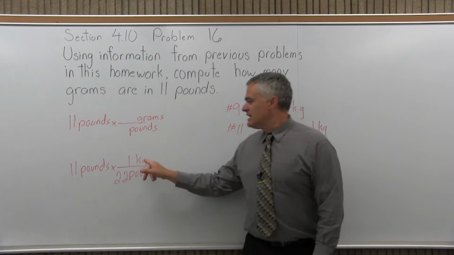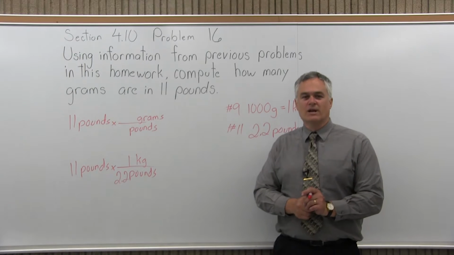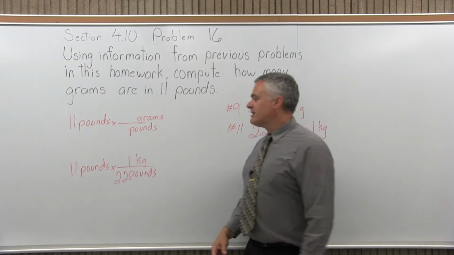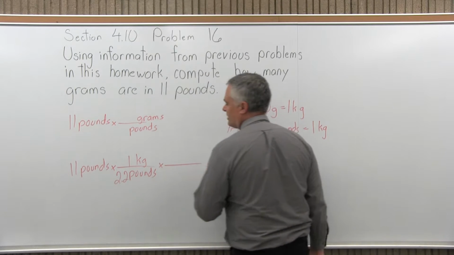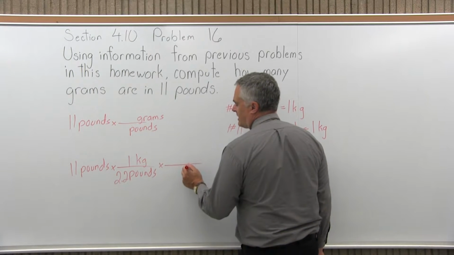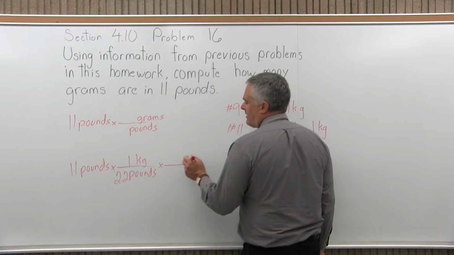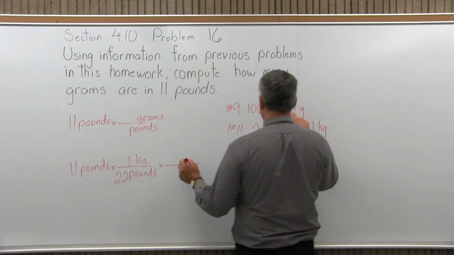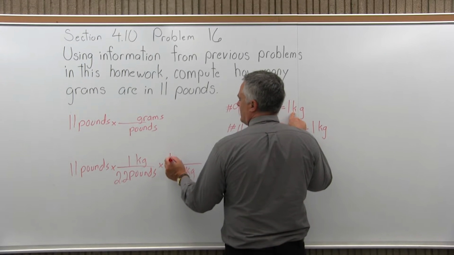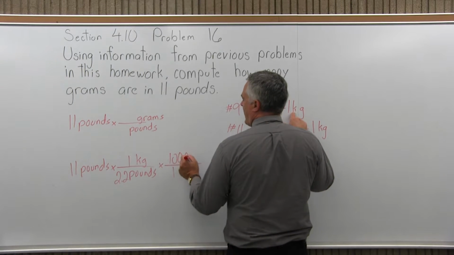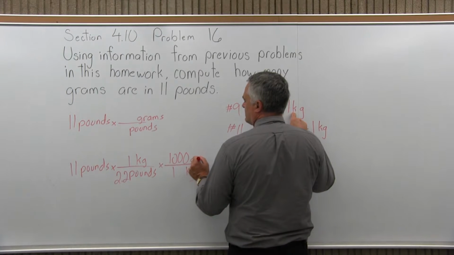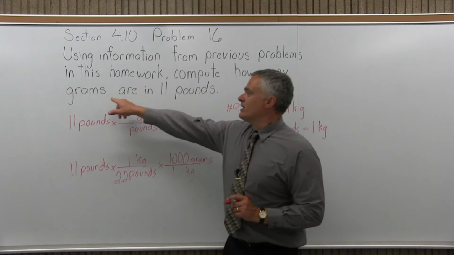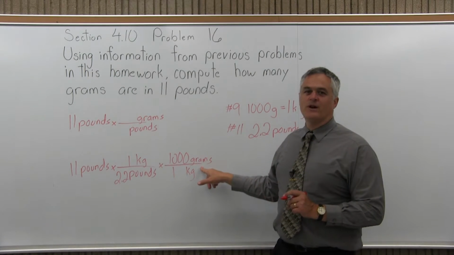So now pounds have canceled and my units are kilograms, which is not what I want. We want grams. So I'm going to multiply times another fraction that's equivalent to 1. I want to cancel the kilogram, so that will be in the denominator. So what do I have with kilograms? We have this kilogram. 1 kilogram is equivalent to 1,000 grams. I'll actually write it out. So now the answer we want in grams, and we found a way to get it in grams.